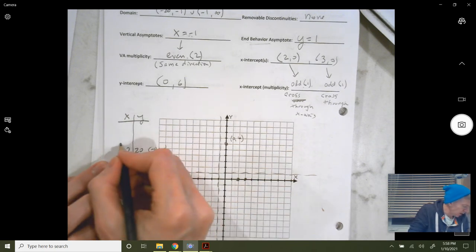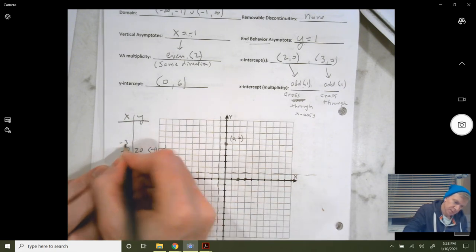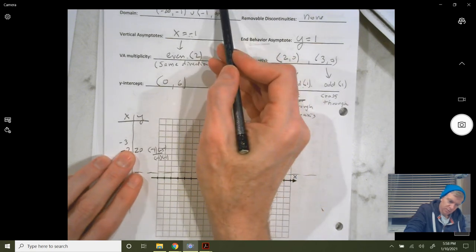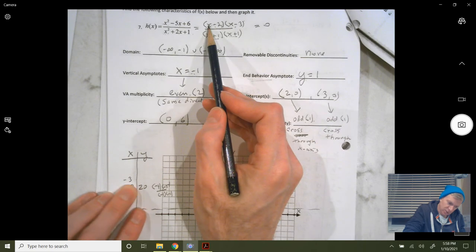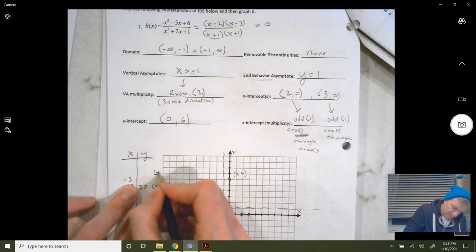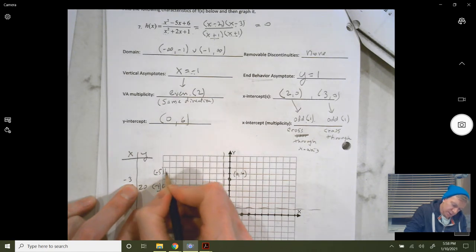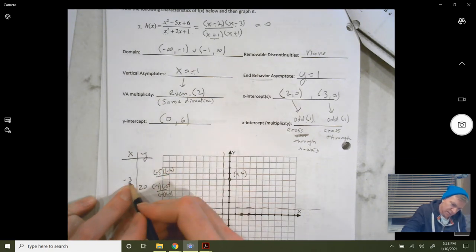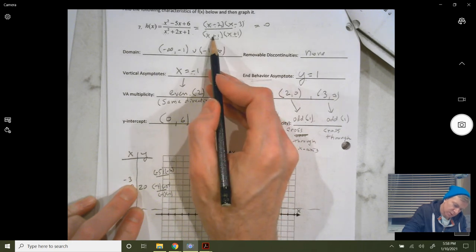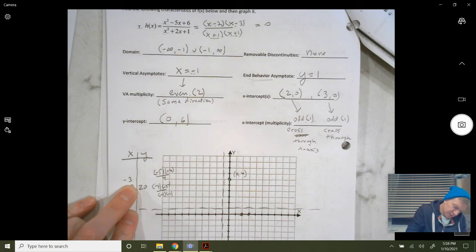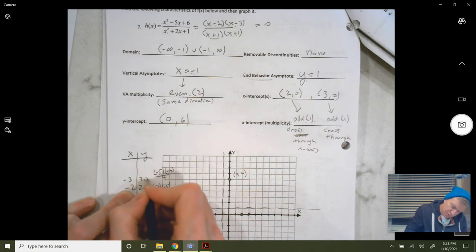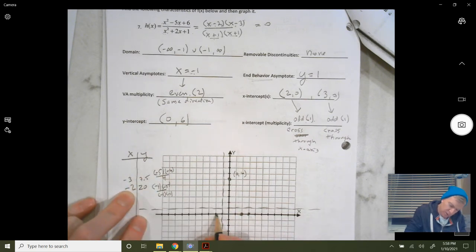Let's go to -3. -3 minus 2 is -5. -3 minus 3 is -6. On the bottom, I've got -3 plus 1, so -2 times -2, which is 4. So I've got 30 over 4, which is 7.5. So if I go to -3, I've got 7.5.